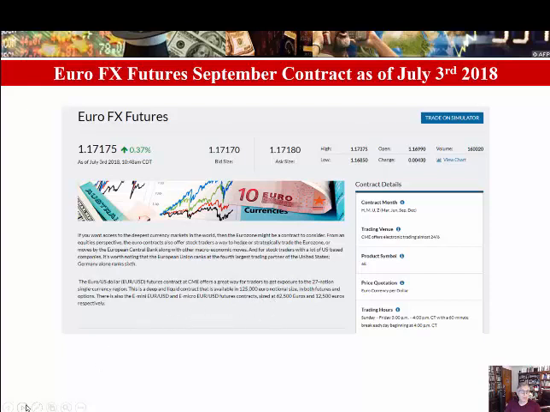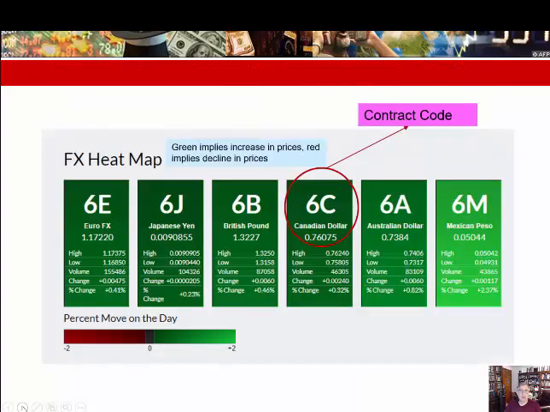So we can go forward, and here again, this is another screenshot from the CME website. Each contract has a code like 6E, implying Euro FX contract. The Canadian dollar contract is 6C, which is the code, and again, for each contract you can find further details about the expiration, the size within the contract, and so on.